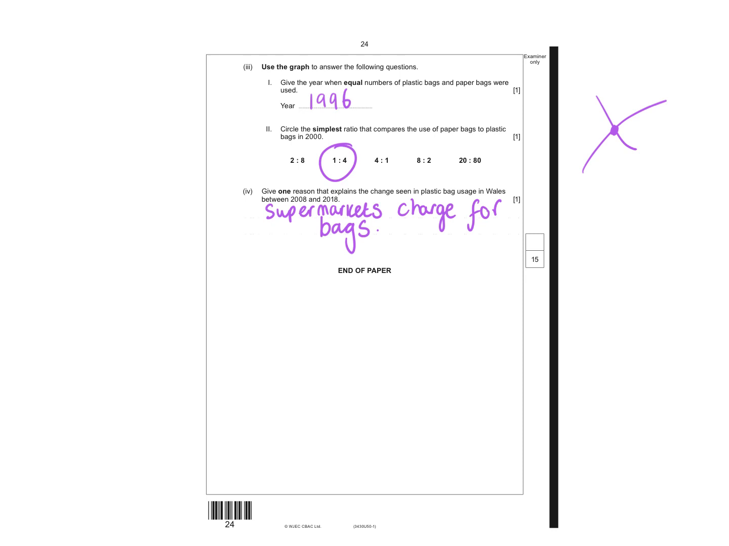Give the simplest ratio for the number of paper bags to plastic bags used in 2000, and just 2000 is 1 to 4. And give a reason that explains the change in plastic bag usage for Wales between 2008 and 2018. It was when we started charging the 5p for the plastic bags. That's most probably why there hasn't been as much usage since then.